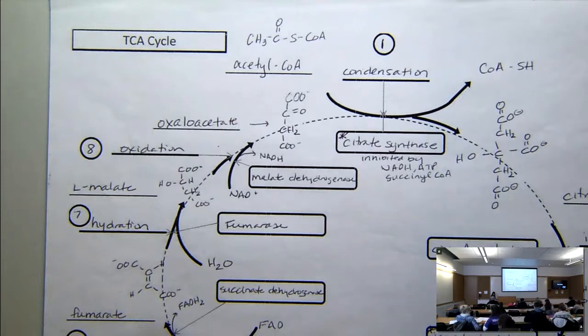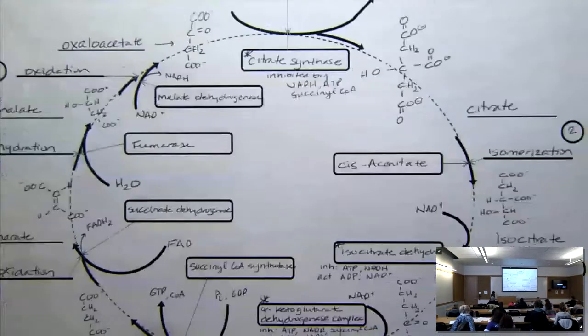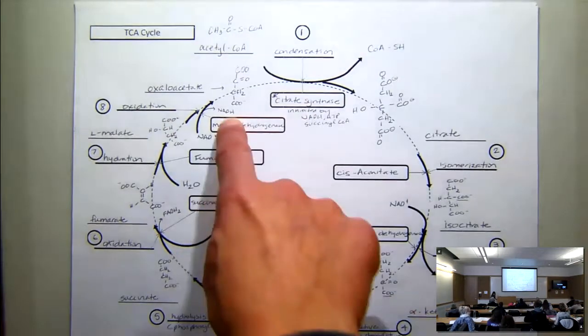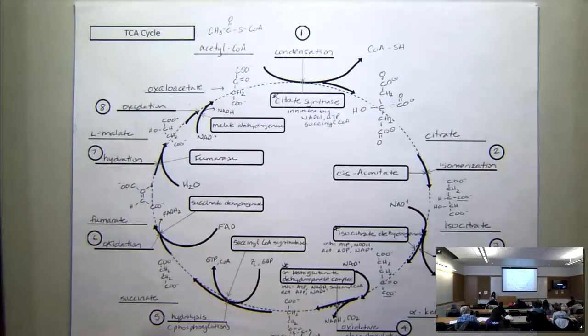All right, so take a look at it, though. Another thing I need you to know is what do we get from this whole thing? We're going to get 1, 2, 3 NADHs, an FADH2, and a GTP. That's a lot. What do we get from glycolysis? How many NADHs? 2 NADHs, and how much ATP? 2. Okay. Now we get 3 NADHs and FADH2 and an ATP.